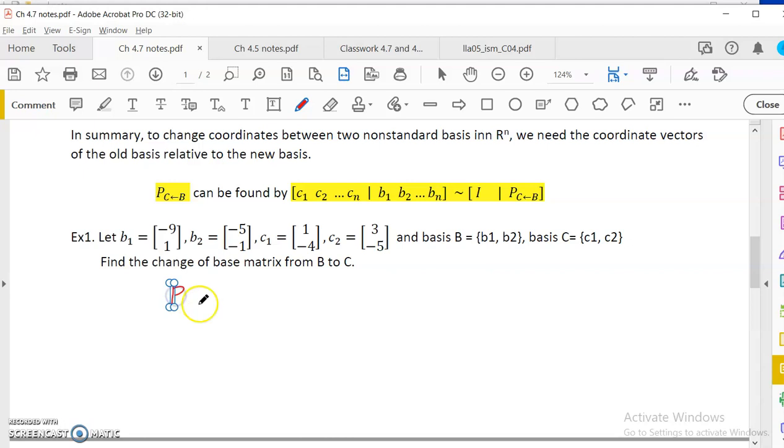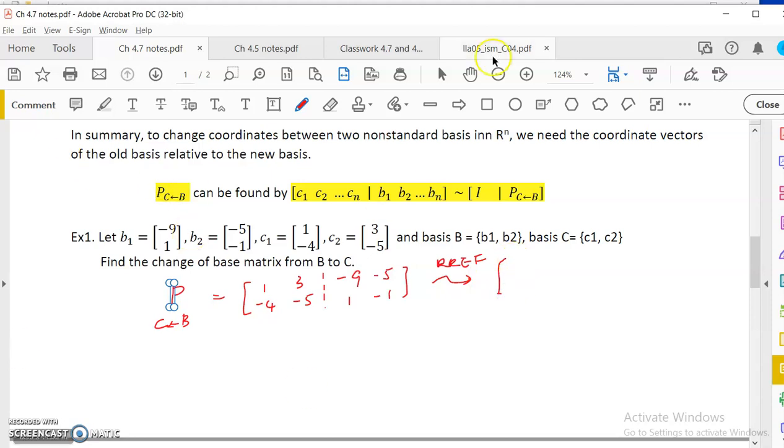So the change of base matrix from B to C would actually write all the C vectors in the front. That's the reason why they write it backward, because the C vectors in standard matrix form are written in the front. And then the B vectors, negative 9, 1, negative 4, negative 1 here. And then you do an RREF. If you do RREF, the first will automatically be changed to I.